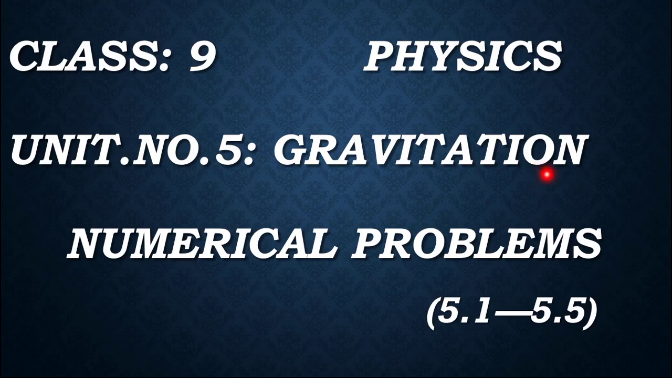Now let's reinforce our previous knowledge. As we know, in unit number 5 we have discussed a few formulas. First one was Newton's law of gravitation. Second one was of the mass of the earth. Third one was the variation of g with altitude, and the fourth one was of the motion of artificial satellites. So we will use these four formulas and solve all the numerical problems of unit number 5.